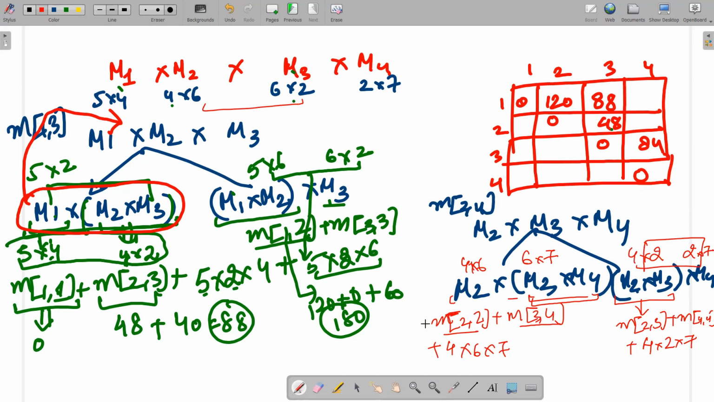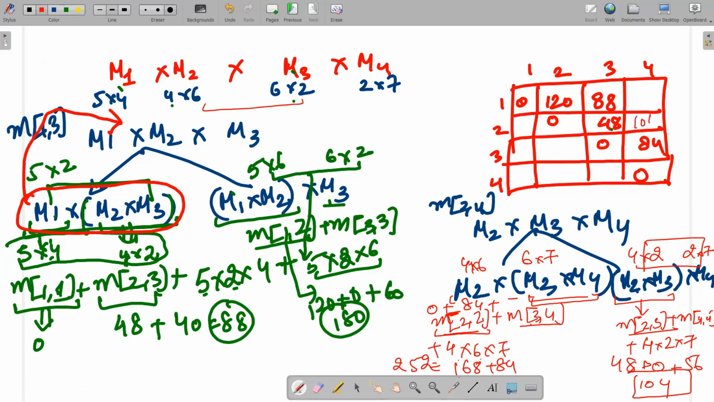So guys, what is M22? M22 answer is 0 plus M34. The answer is 84 plus 4 into 6, 24, or 6 into 7, 42. 42 multiplied by 4 is 168 plus 84. I guess it should be 252. And if I have to calculate M23, the answer is 48 plus 0 plus 8 multiplied by 7, 56. The answer is 104. So clearly 104 is a lesser cost.